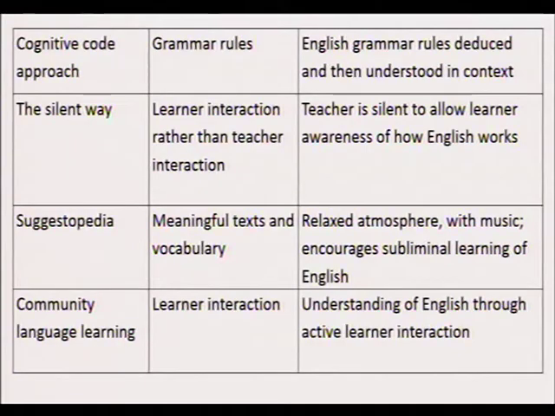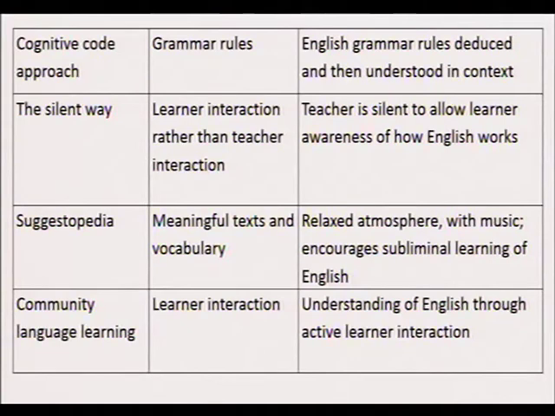In the fourth place, we have the cognitive code approach, which focuses on grammar rules, and English grammar rules are deduced and then understood in context. We also have the silent way, where learner interaction rather than teacher interaction is the focus. Here, the teacher is silent to allow the learner awareness of how English works.